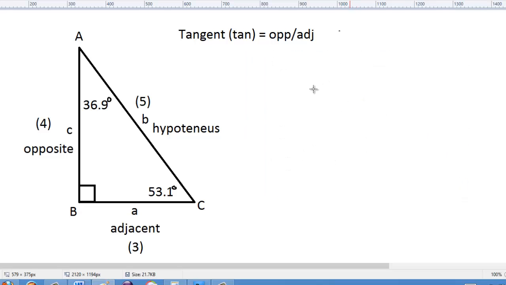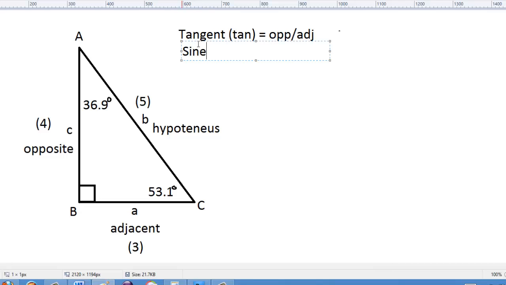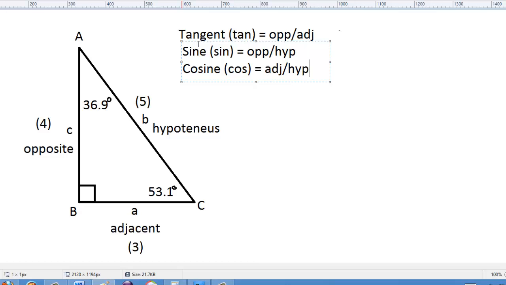The other trig ratios, in the same vein, are the sine, often abbreviated as sin, and the sine is the opposite over the hypotenuse. And cosine, often just abbreviated as cos, which is equal to adjacent over hypotenuse.